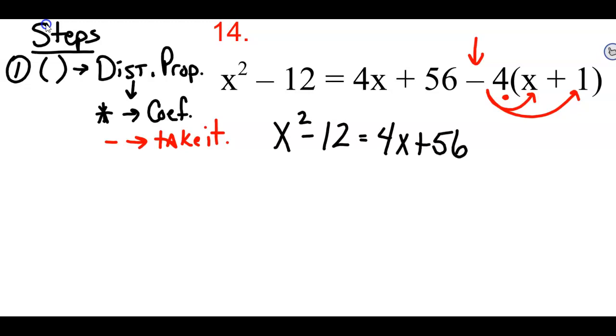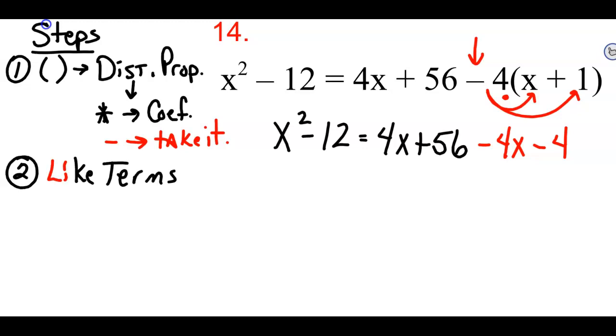And now we're going to take care of the distributing part. So the distributing is going to look like this. You have a negative 4 times x, which gives you negative 4x. You have a negative 4 times a positive 1, which gives you a negative 4. So that's your first step that you want to take care of. Now your second step that you're going to deal with is back in section 4 where we looked at like terms. So when we think of like terms, we're thinking of same letter or no letter.